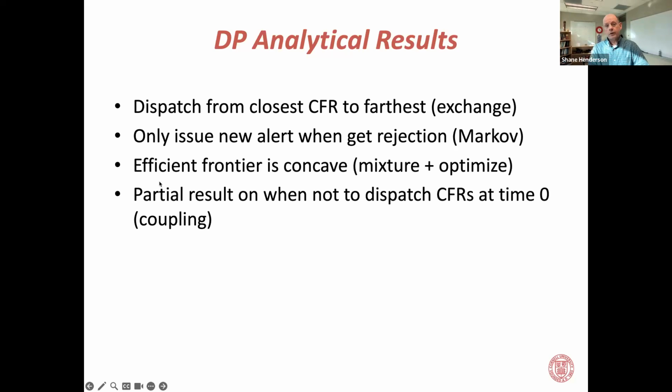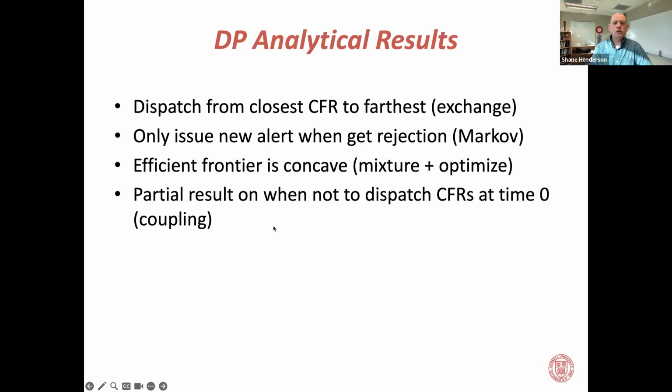That efficient frontier is concave, and that's because you can always take a mixture of two sets of actions, and that will be something you can do feasibly, and it will fill in the lines between dots. But the optimal policy is better than that. So it pushes up, and therefore that tells you that the efficient frontier is concave.